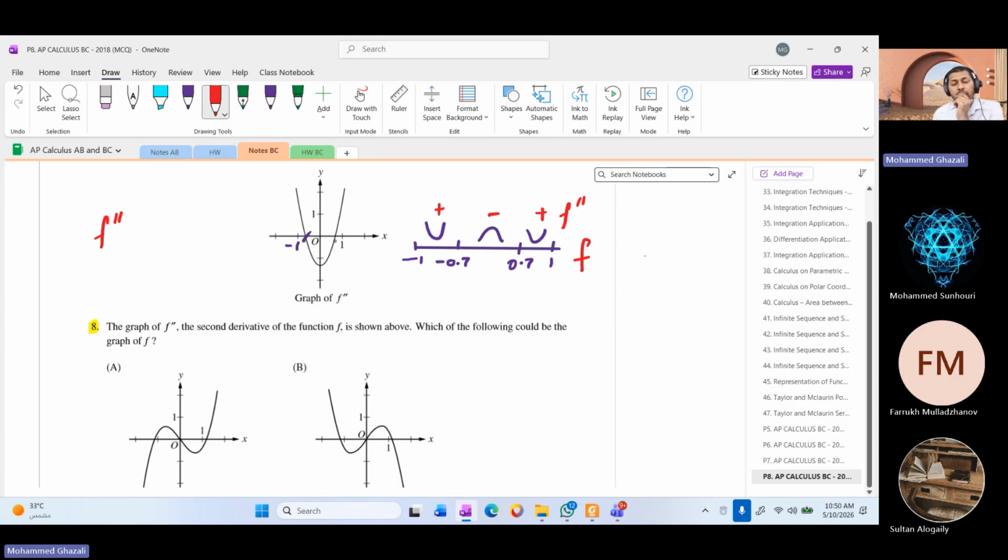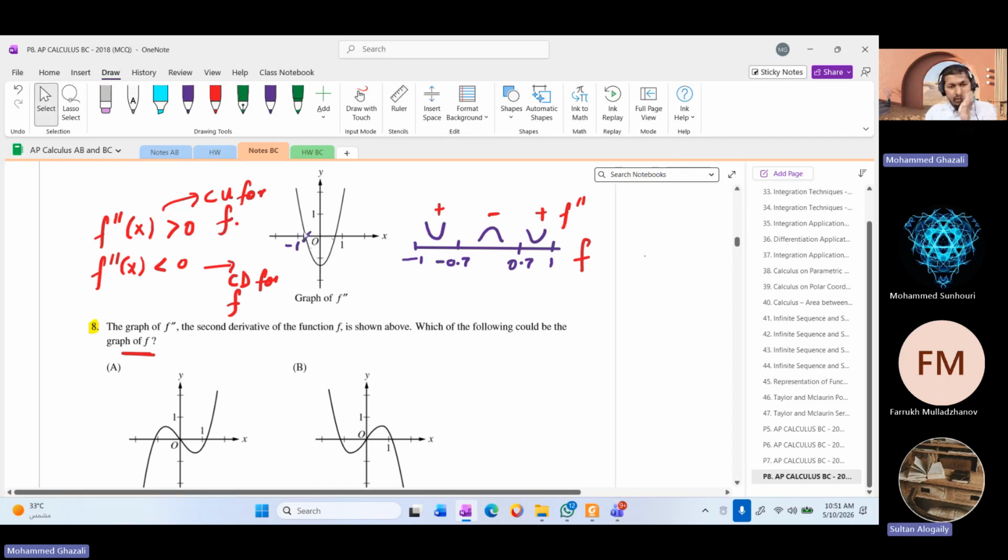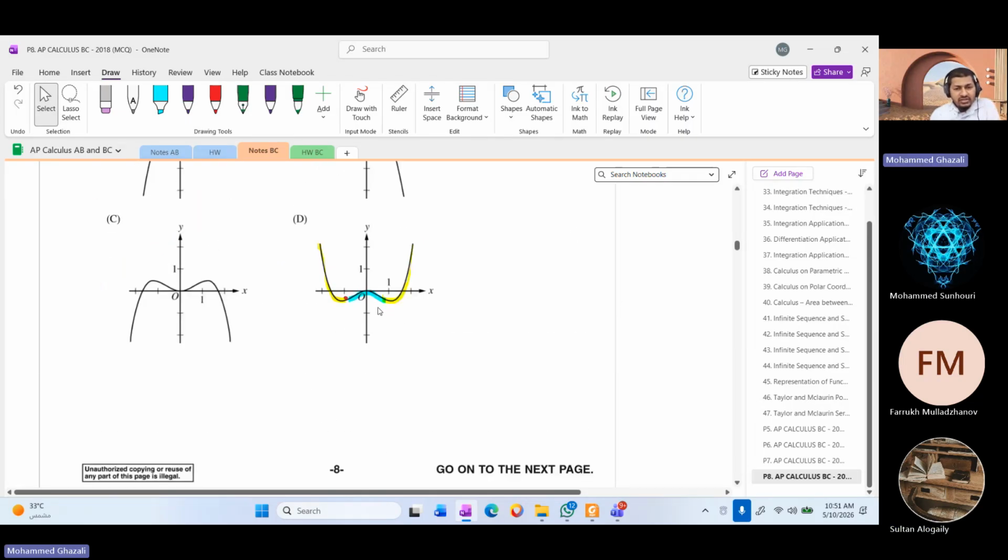No. You're not looking at that, you're looking at the graph of f. You're analyzing the graph of f. Remember, f double prime x greater than 0 gives us concave up for the function. And f double prime x less than 0 gives us concave down for the function. Concave down for f, I see. We're looking at the original function. You don't need to integrate. You need to look at the graphical solution. Okay. Great. So that's your answer there, which is option D.